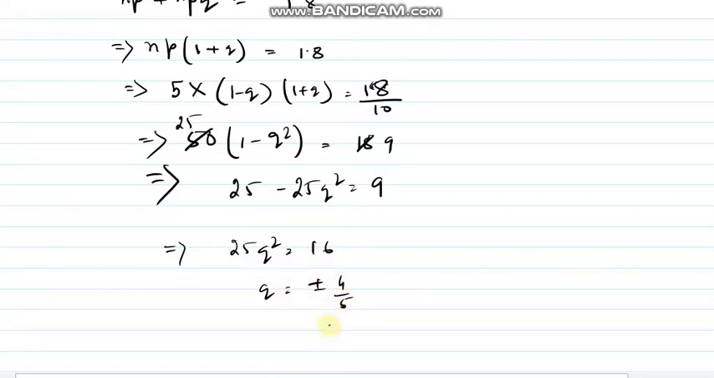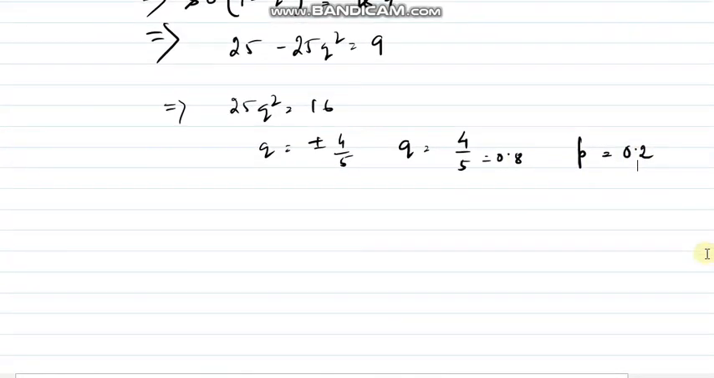Now, is it possible for q to be negative? No. The probability of anything is between 0 and 1, as we know. So q is equal to 4 divided by 5, which is 0.8, and p will be equal to 0.2.